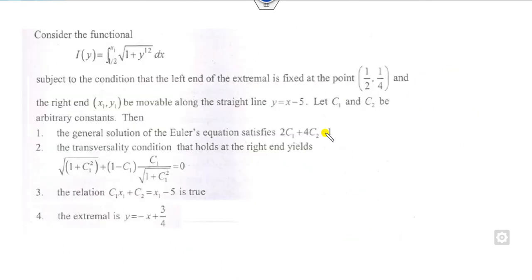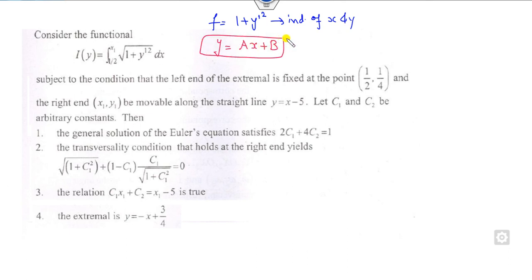Okay, last question here, related to 2021. F is 1 plus y dash square, which is independent of x and y. So what is the solution of this? y is equal to ax plus b is my solution. Fine. Now look at the general solution. Now it's constants c1, c2, so I can write this as y equals c1 x plus c2.